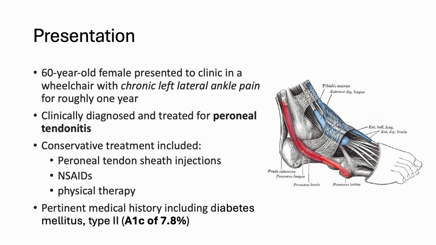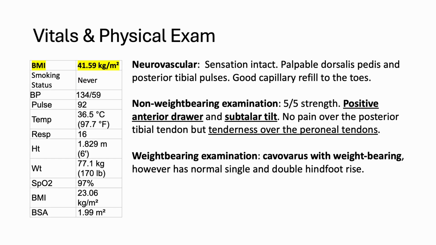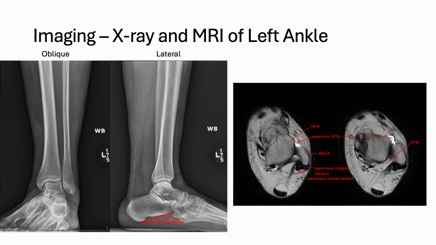She has a long-term history of uncontrolled diabetes mellitus with the most recent A1C of 7.8%. Her physical exam showed a positive anterior drawer sign and subtalar tilt test. She had tenderness over her peroneal tendons, and finally, her Cavovarus foot did correct on single hindfoot rise.